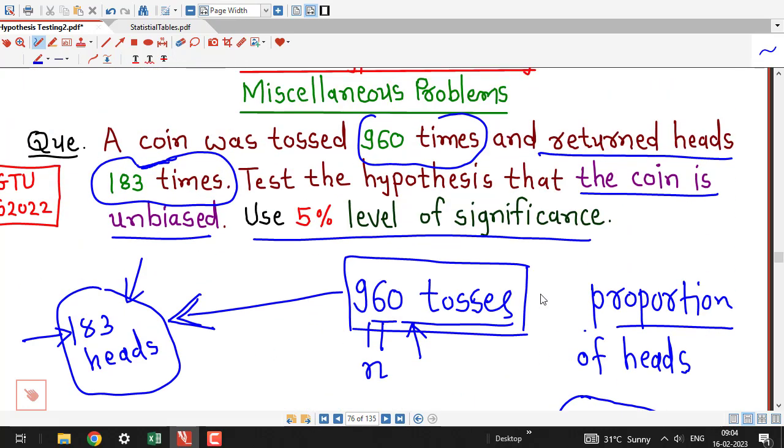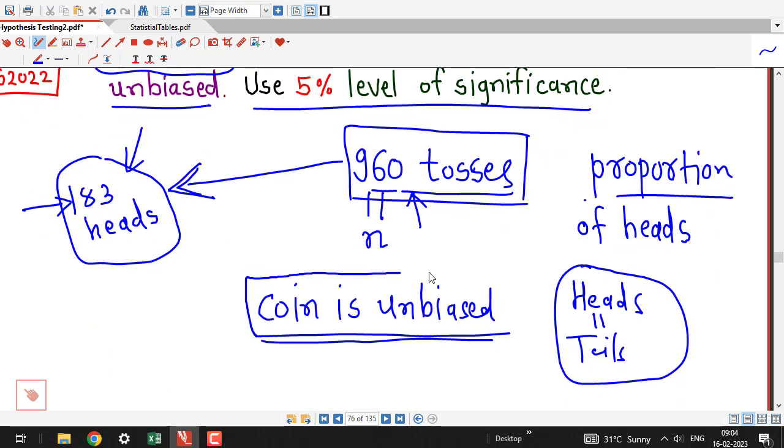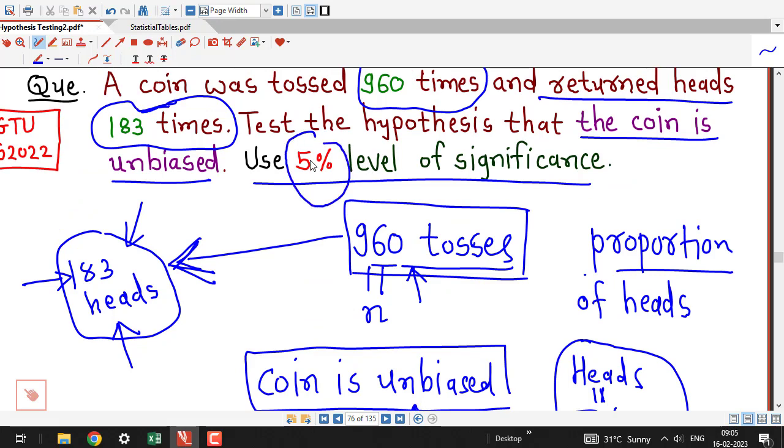Now if we want to check whether the coin is unbiased, then whatever the number of tosses, we must have equal numbers of heads and tails for the coin to be unbiased. So for that they are considering a sample of 960 tosses, and they find that there are 183 heads. So can we conclude from this sample data that the coin is unbiased at 5% level of significance?